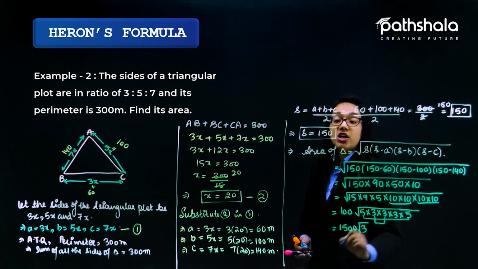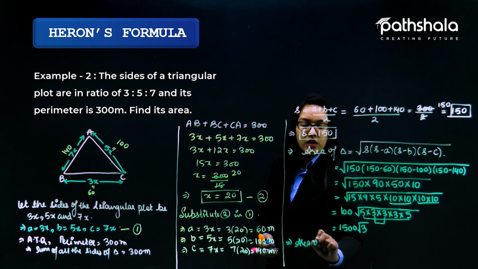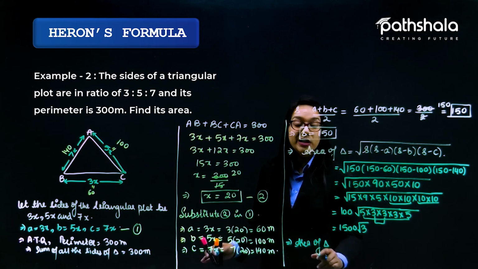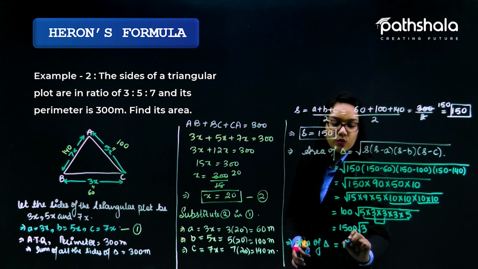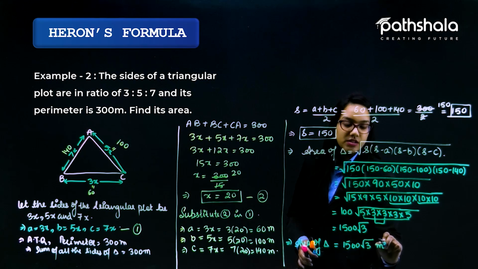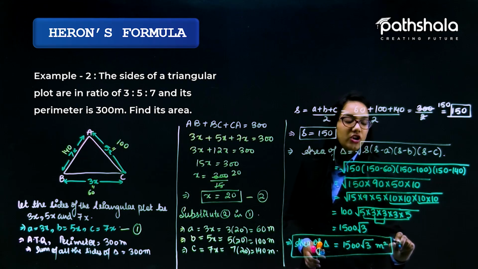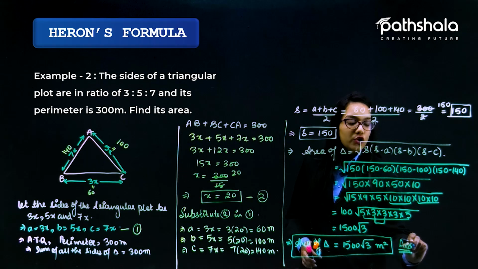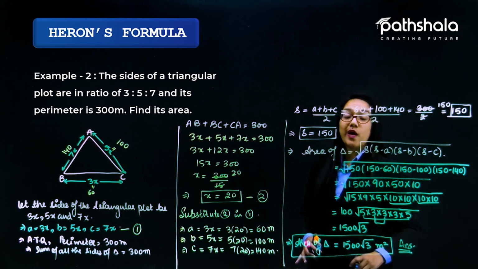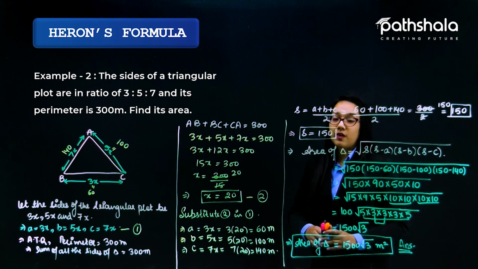So at the end, the area of this triangular plot using Heron's formula comes out to be 1500 root 3 meter square. This is the answer for this question using Heron's formula. I hope all the steps related to this question are clear to you.